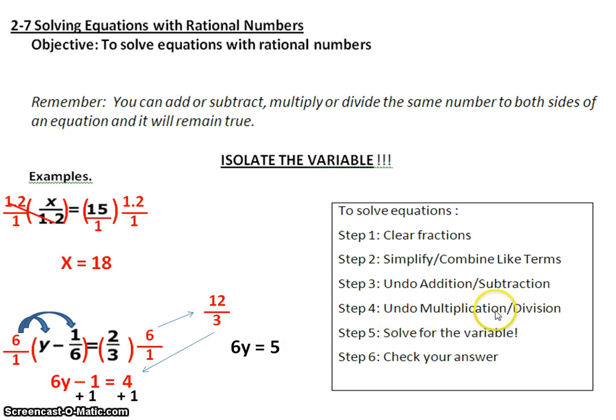Now I want to undo the multiplication that's happening. Y is being multiplied by 6. I would undo that by division, dividing by the same number, as long as I do it to the other side. These 6's will cancel out, and I'll end up with y. On the right-hand side, I'll simply end up with 5/6. So y equals 5/6.